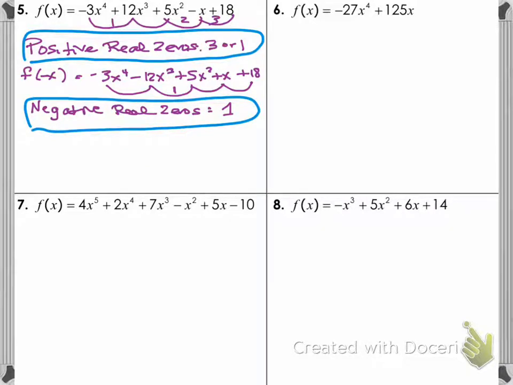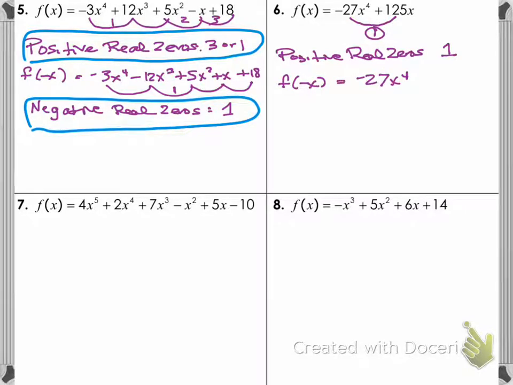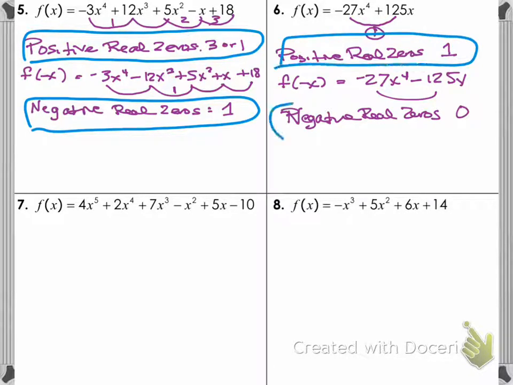So doing that, I have 3 or 1 positive real zeros, and I have 1 possible negative real zero. Okay, for number 6, I'm going from negative to positive, so that's 1. So for positive real zeros, I have 1. And then f of negative x changes that. Nope, doesn't. It keeps it negative 27x to the 4th, but changes to negative 25x. So I don't have any sign change. So for negative real zeros, there's none. Okay, so 1 or 0.